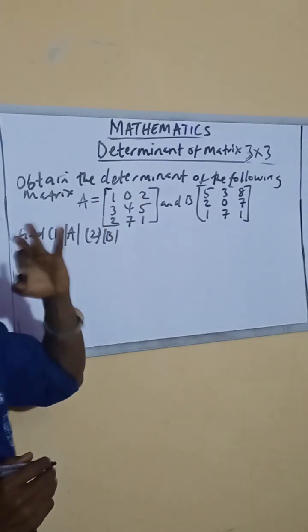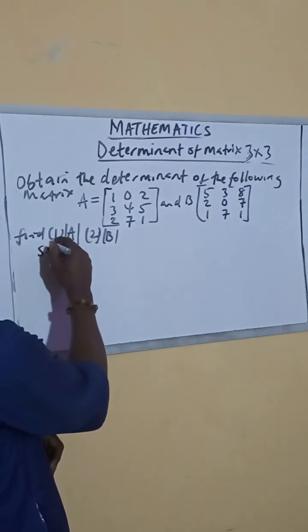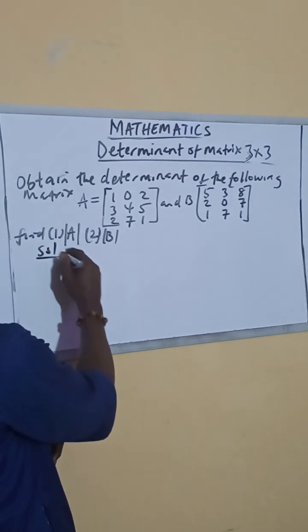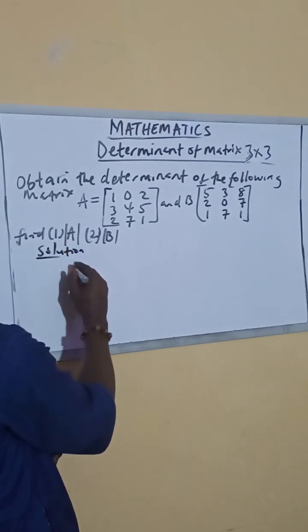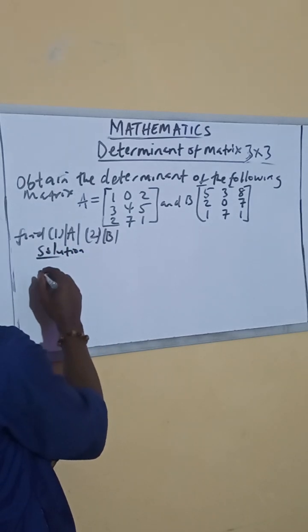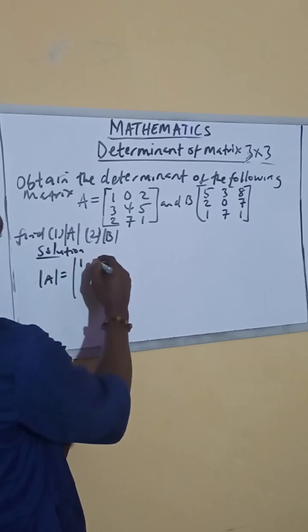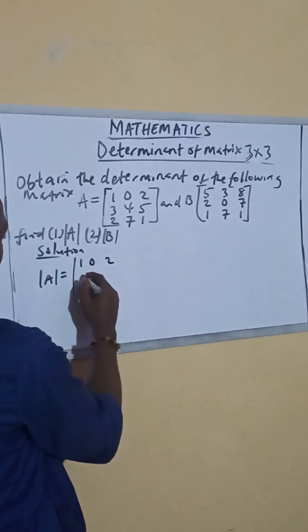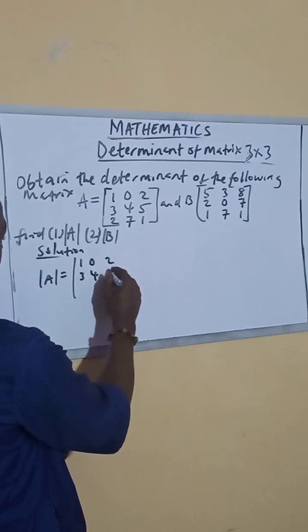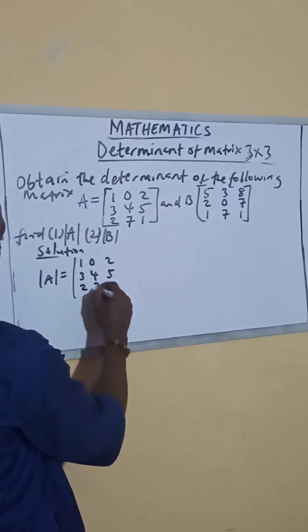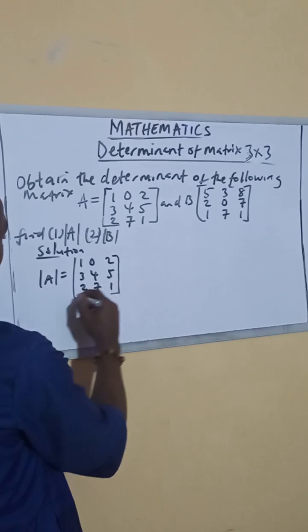First, let's bring out the question. Solution. The question is this. A is 1 0 2 3 4 5 2 7 1. Please let's watch this.